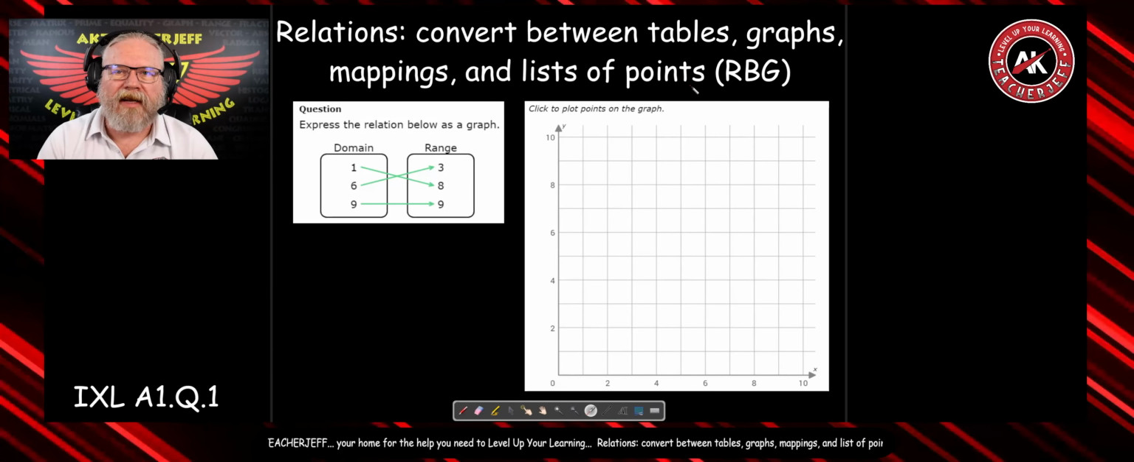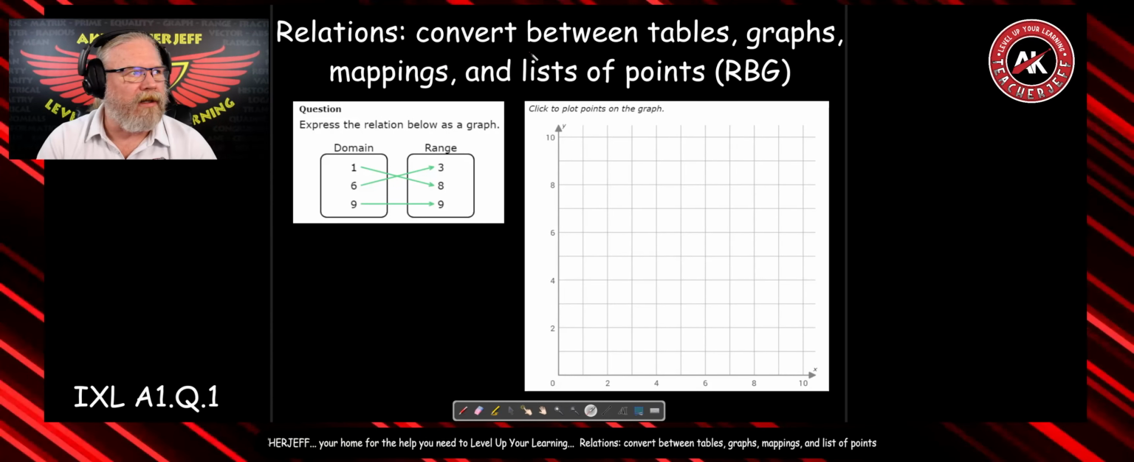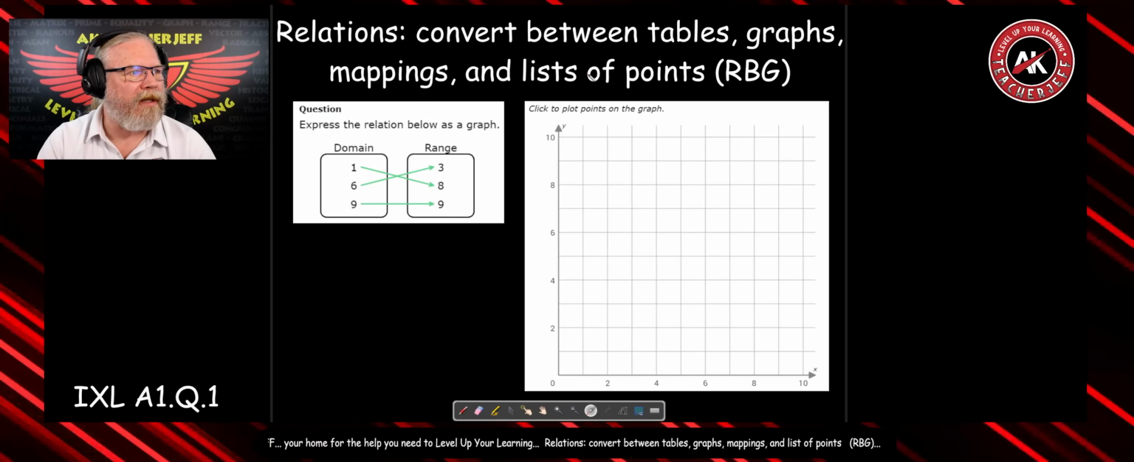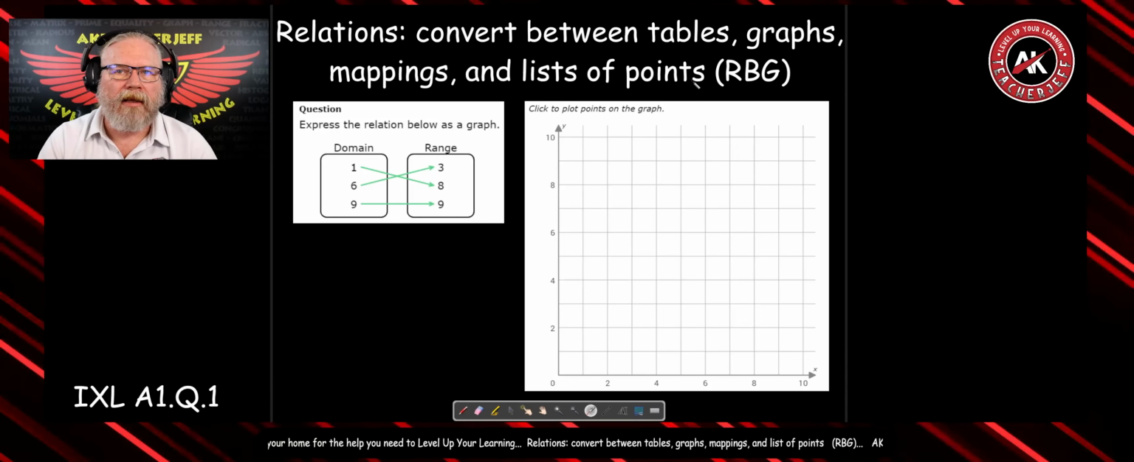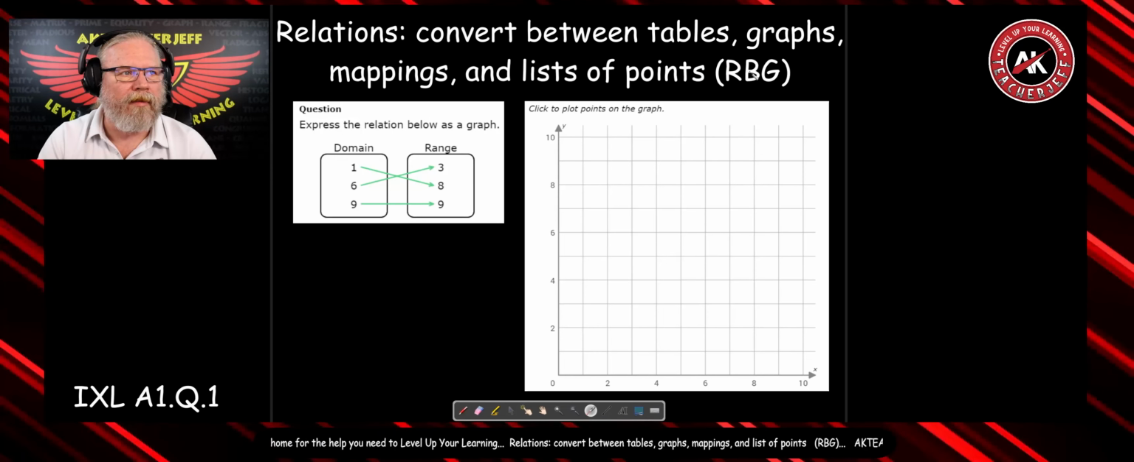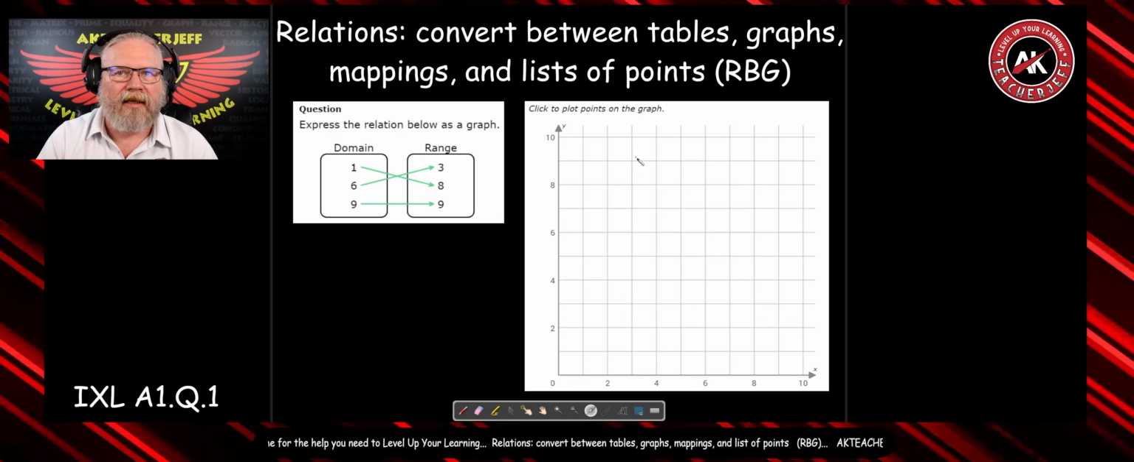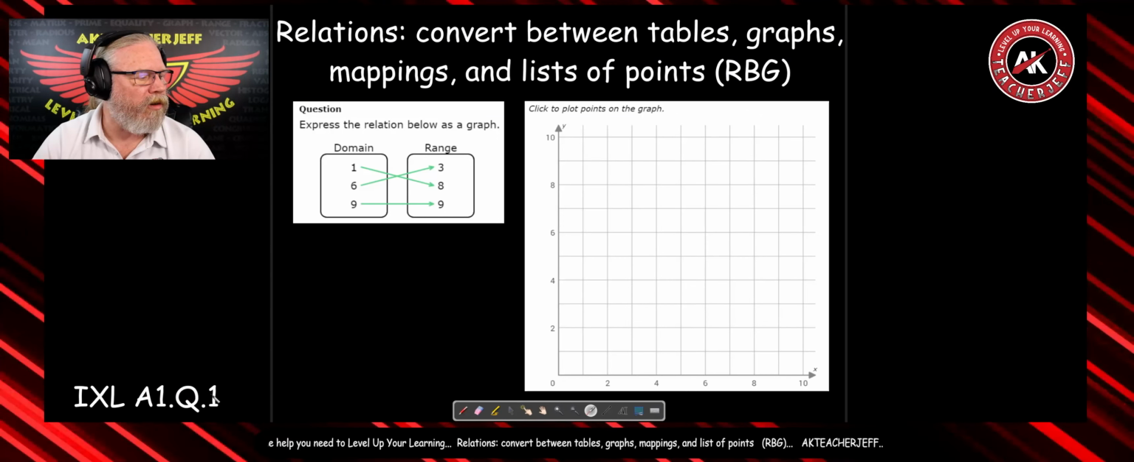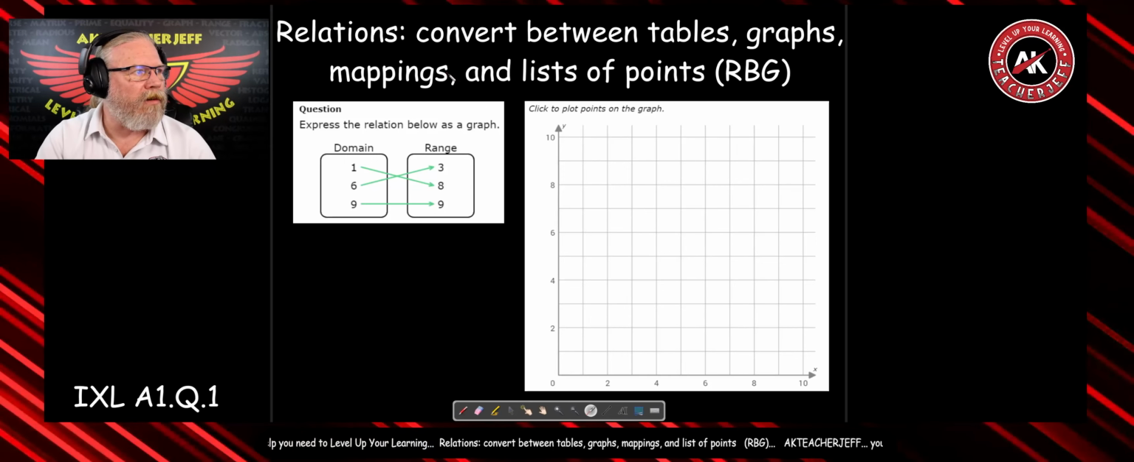Hello, this video is for the IXL activity titled Relations, Convert Between Tables, Graphs, Mappings, and List of Points. The three-character code for this activity is Romeo Bravo Golf. At the time of this recording, this activity can be found at A1.Q.1.